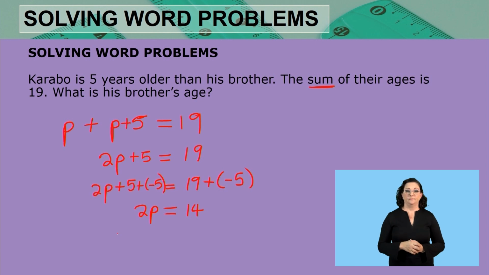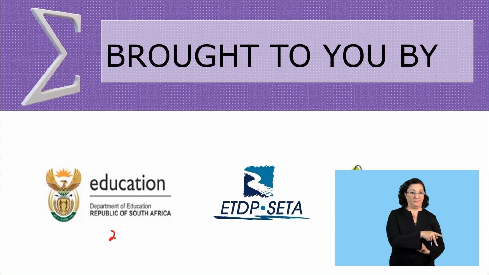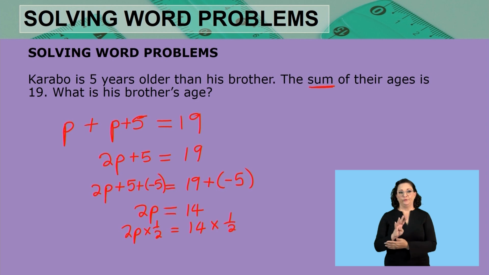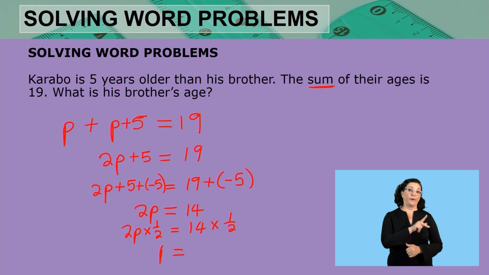And now we are going to apply the multiplicative inverse. So that is now 2p. We are going to multiply that by 1/2. And what I do on one side, I'm going to do on the other side as well. So 2p multiplied by 1/2 will just give me the p, and 14 multiplied by 1/2 will give me 7.